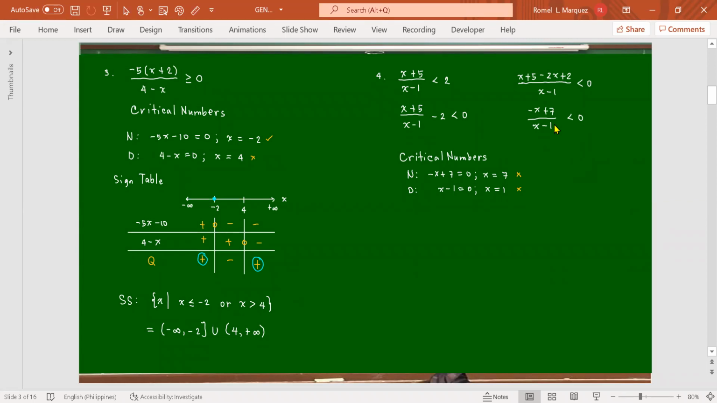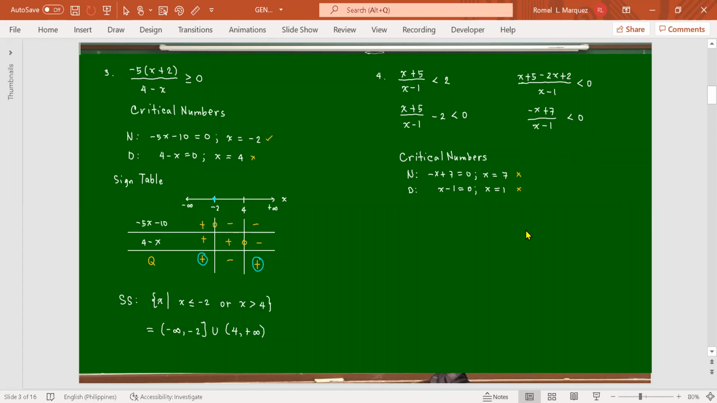Is that clear? Look at this. When x is 7, negative 7 plus 7 is 0. 0 over 6. What is 0 over 6? 0. Is 0 less than 0? No. So it's not.